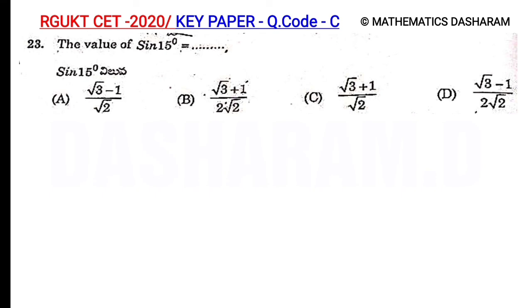23rd question. The value of sin 15 degrees is. So it is option D, that is root 3 minus 1 by 2 root 2.